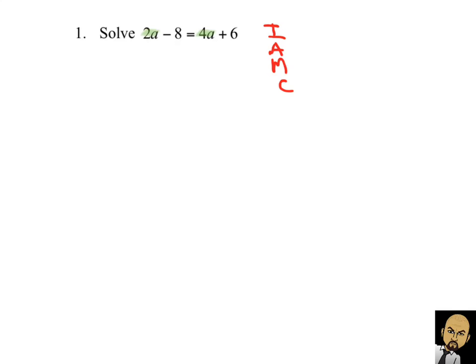So how do we undo positive 2a? Well, we're going to have to subtract 2a from both sides. So 2a minus 2a equals 0, and 4a minus 2a equals 2a, and so you end up with negative 8 equals 2a plus 6. Sorry for it going so fast.